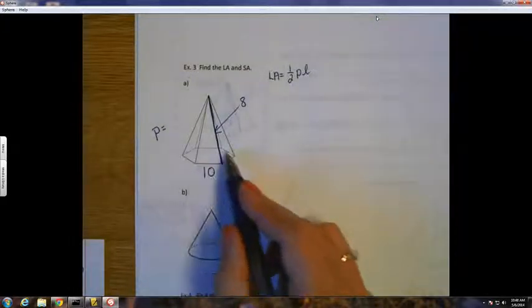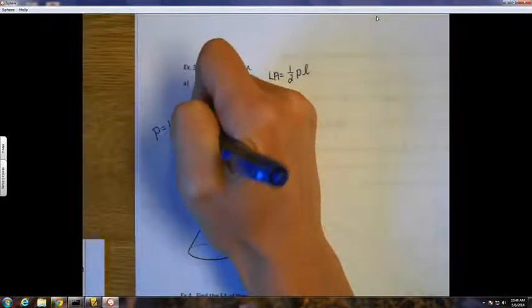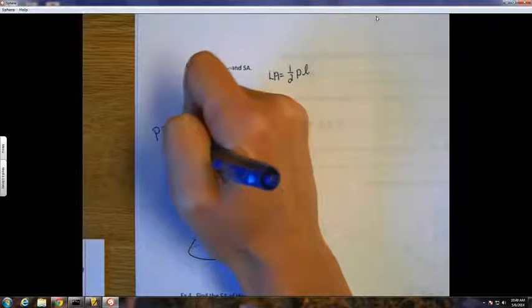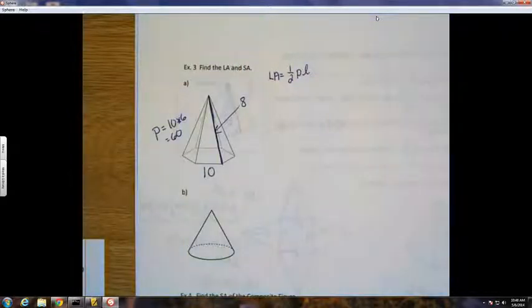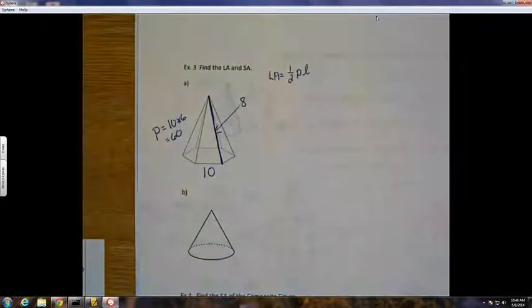So where's 60 coming from? 10 times 6. You got a regular hexagon, so we know all sides are equal. So we got the perimeter. Do I know the L? It is not 8. Where does the L travel on this thing?